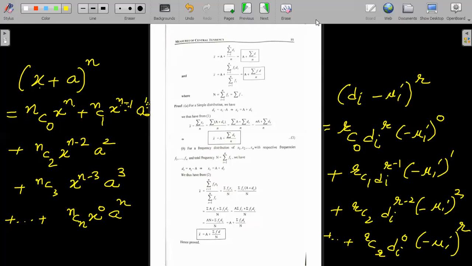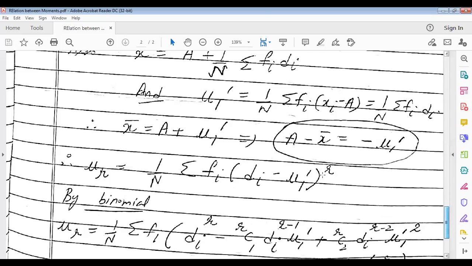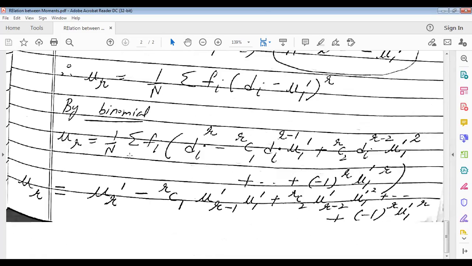Girls, is it clear? Yes, ma'am. So if you see here, this is what is written. So that's it. We are just putting the values now. So what is mu r, right?